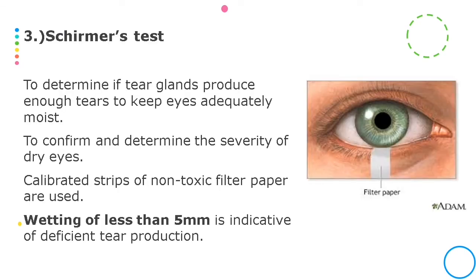This is to determine if tear glands produce enough tears to keep the eyes adequately moist, and also to confirm and determine the severity of dry eyes. Calibrated strips of non-toxic filter paper are used. Wetting of less than 5 mm is indicative of deficient tear production.